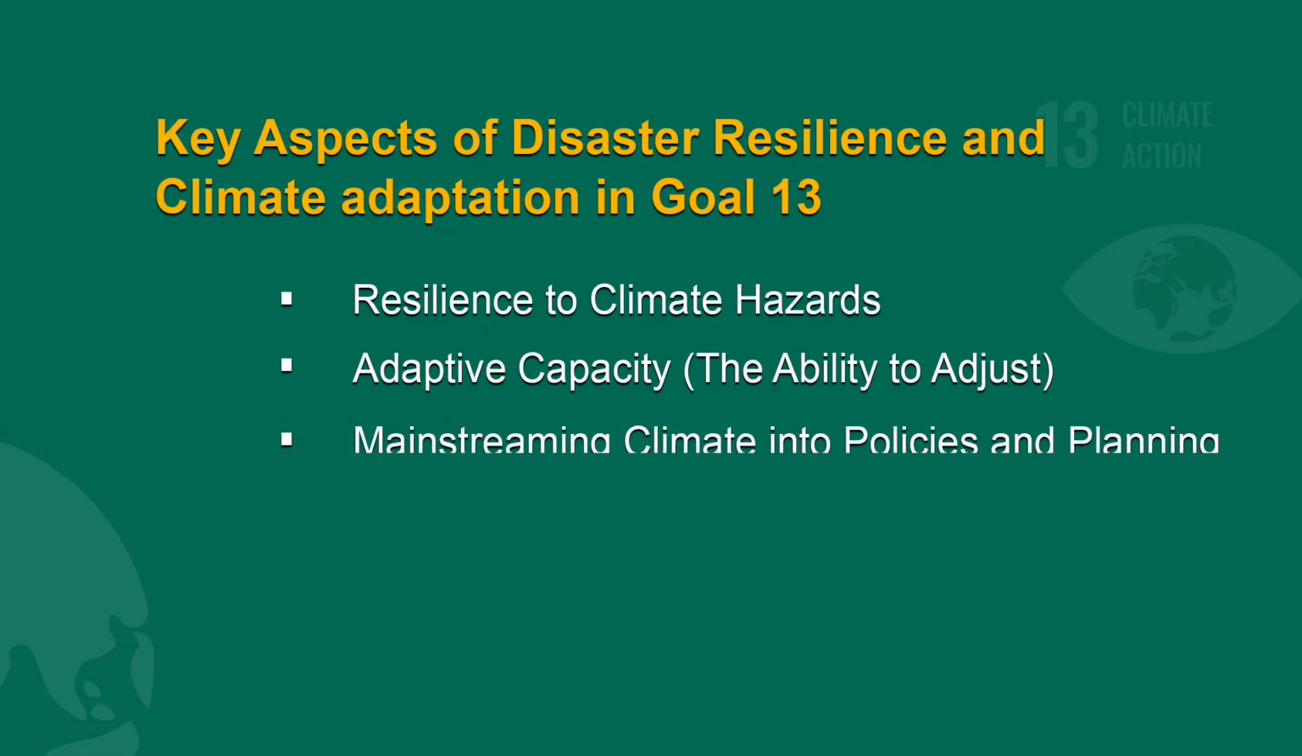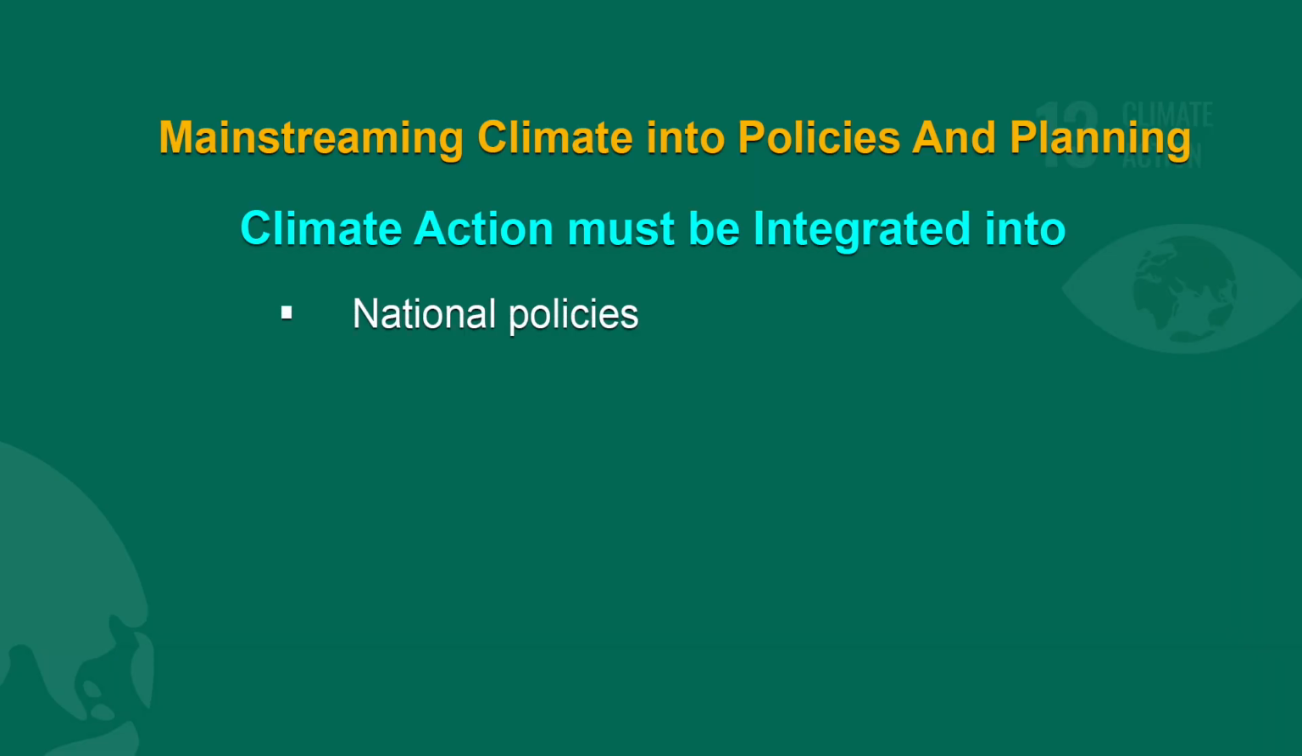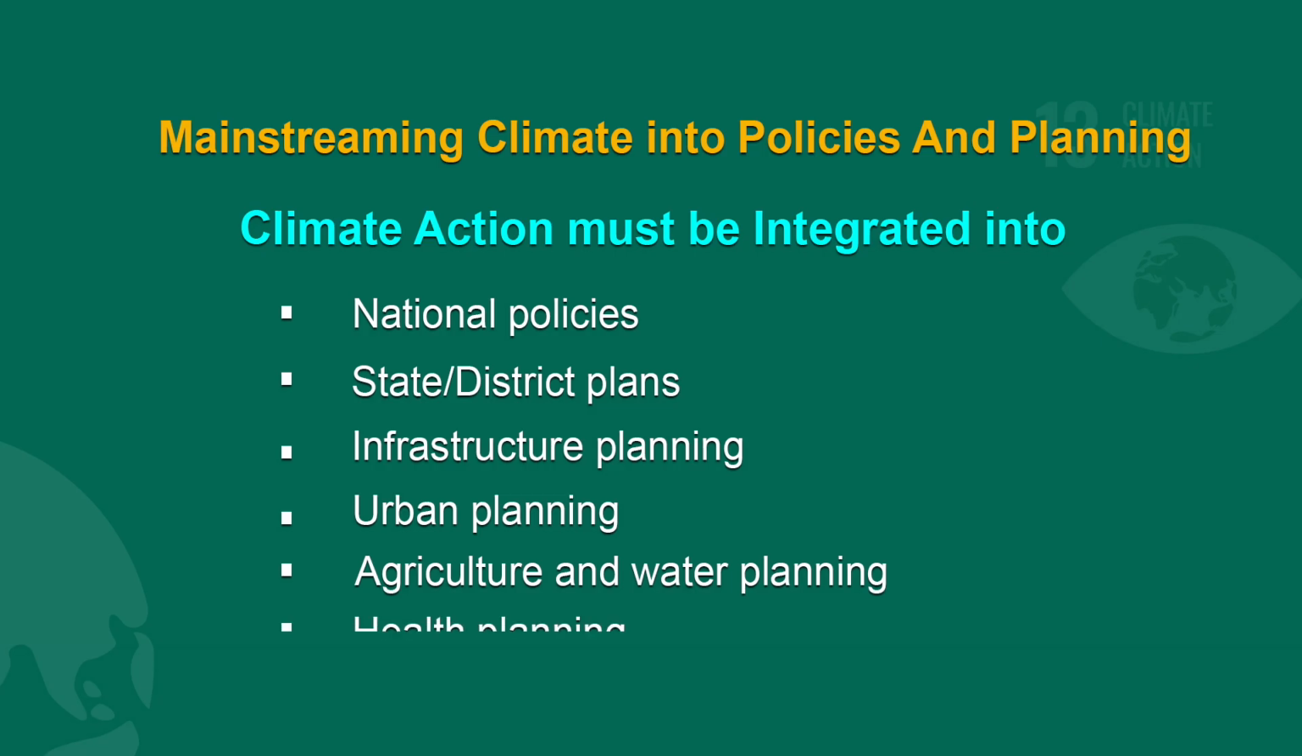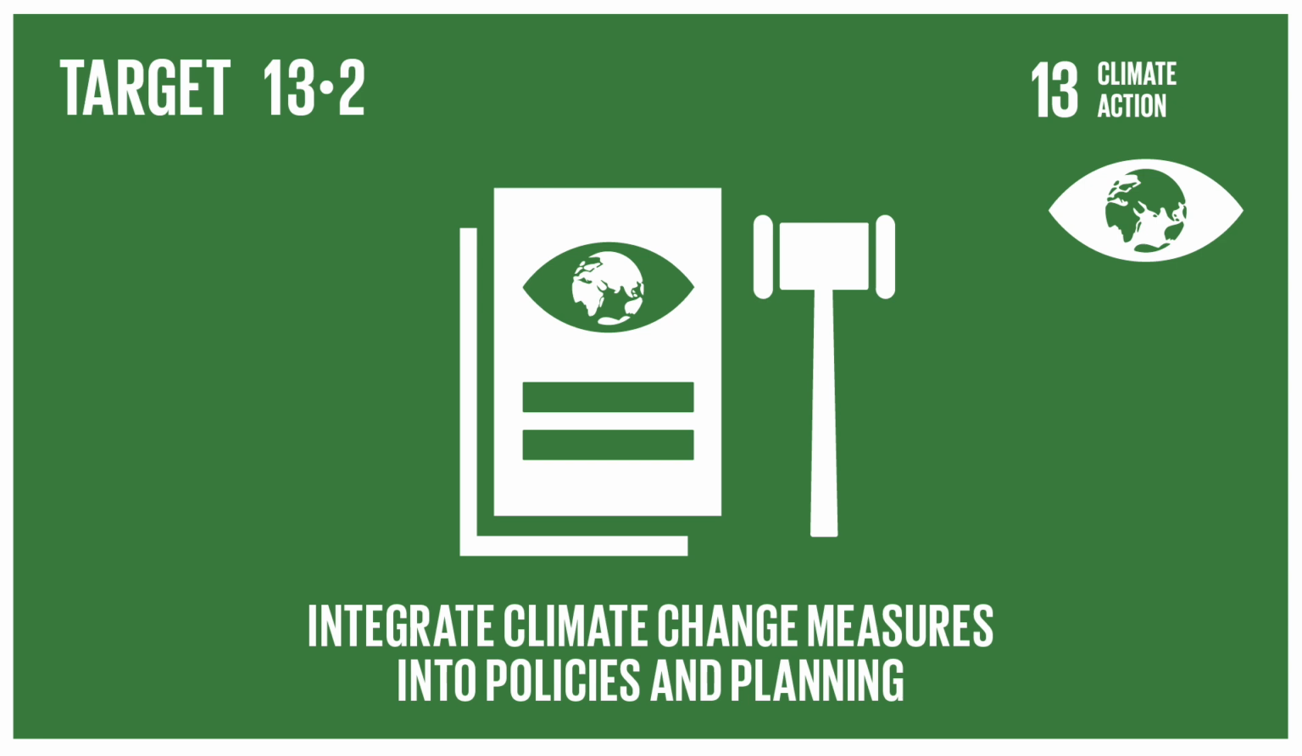So let me explain to you mainstreaming climate into policies and planning. This is one of the most important parts of SDG 13. Climate action must be integrated into national policies, state and district plans, infrastructure planning, urban planning, agriculture and water planning, health planning. Otherwise, climate stays as one project, not a core development role. Goal 13 includes this integration as a target. If climate change is treated like a side topic, it will remain a side priority and disaster will remain the main event.